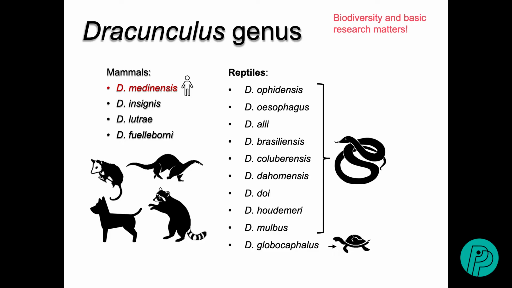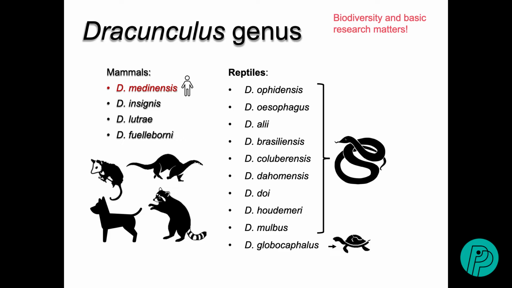So this particular genus has quite a number of species that have been described formally within it. On the left, you can see that there are 4 different species described for mammals, including Dracunculus medinensis, the human guinea worm, and then Dracunculus insignis is a parasite I'll actually talk about quite a bit during this talk. It's a North American parasite that infects a diversity of wild mammals, as well as domestic dogs and cats. And we study this parasite mainly because it serves as a useful model for understanding what's going on with guinea worm.